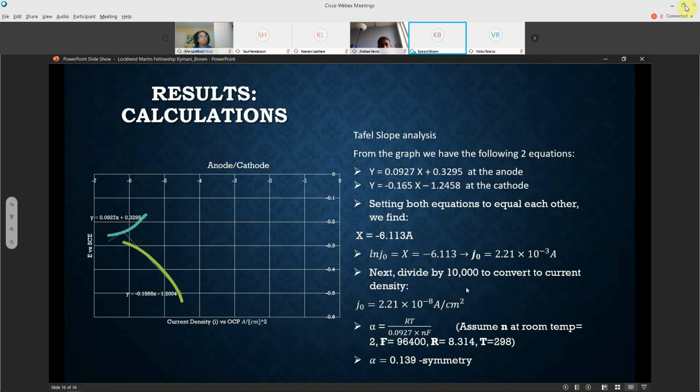Next, we try to find the symmetry. The symmetry provides information about the point where neither oxidation nor reduction occurs in the solution. And this was found to be 0.139.